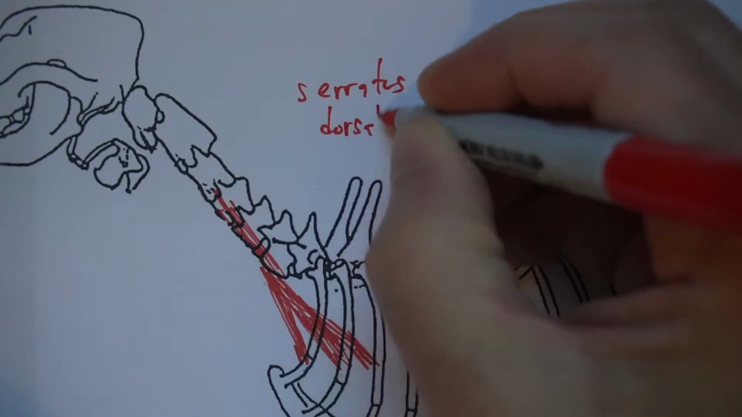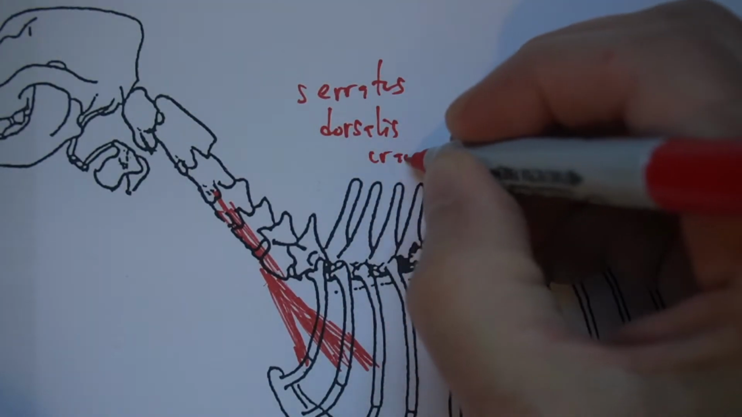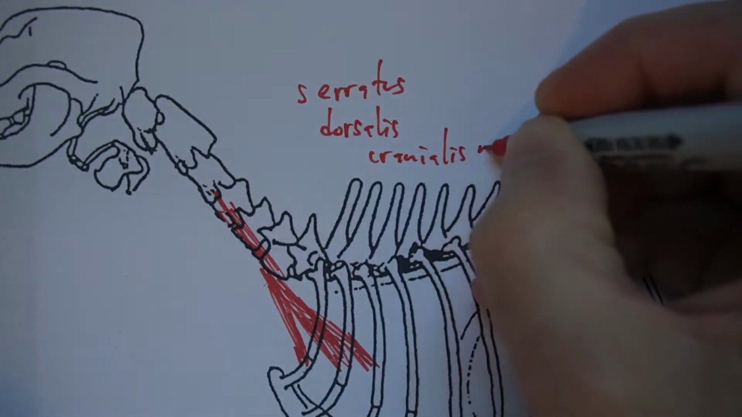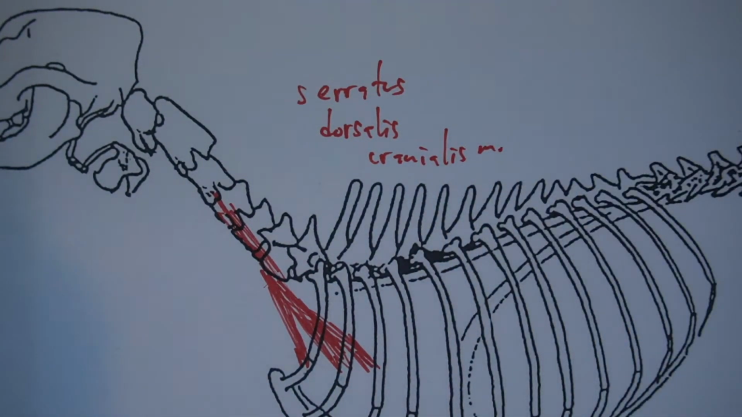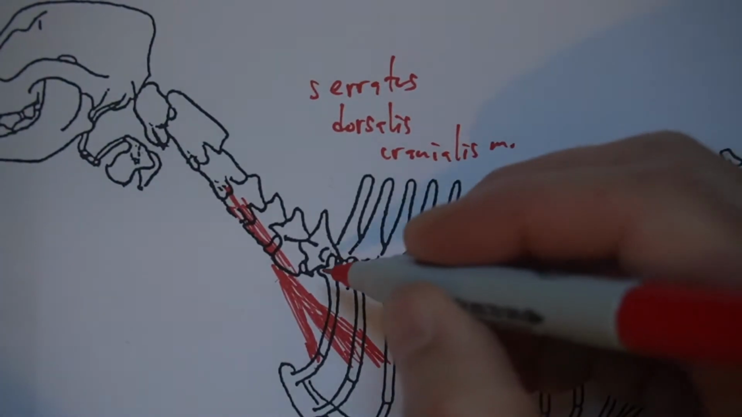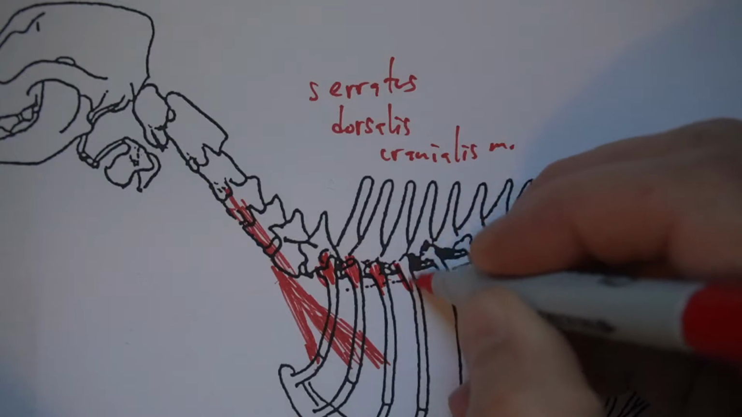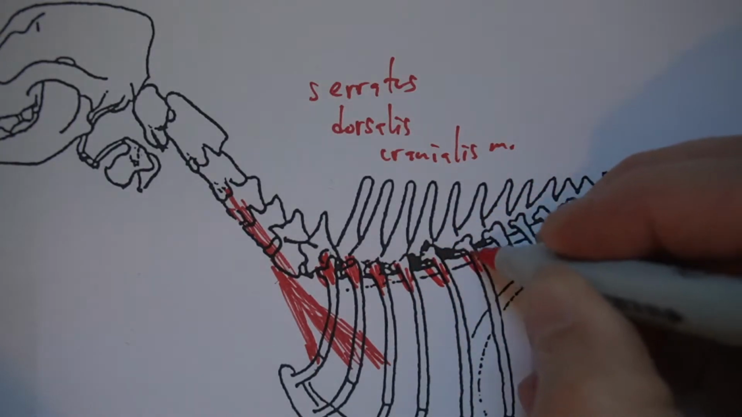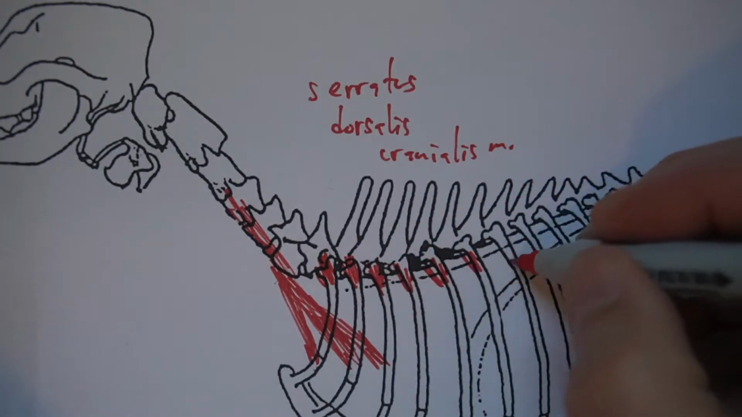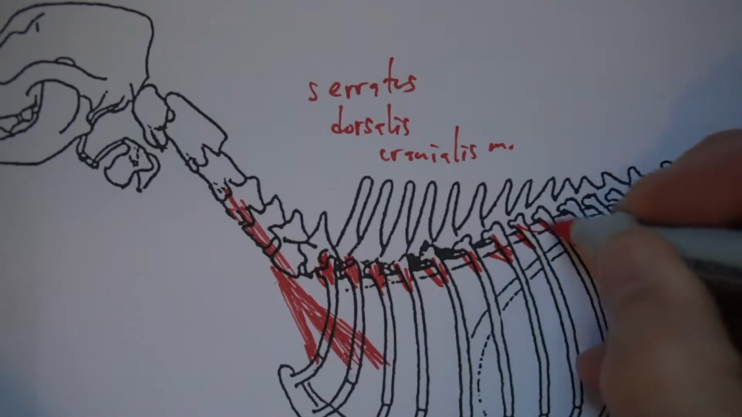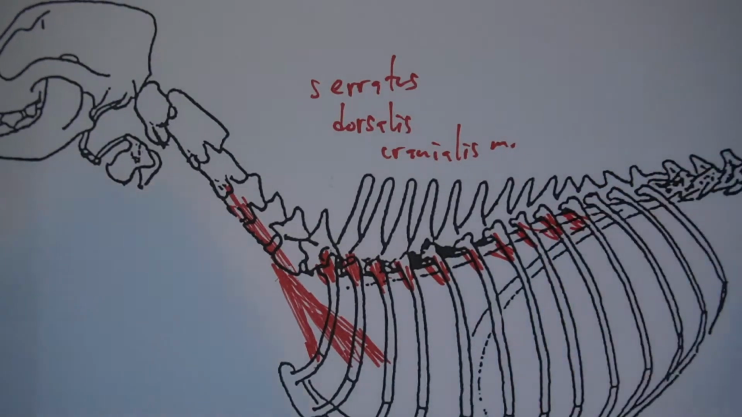Serratus dorsalis cranialis muscle. That's going to attach to ribs 1 to 10, and you're going to see little pieces of muscle down here, like so. 1, 2, 3, 4, 5, 6, 7, 8, 9, 10.